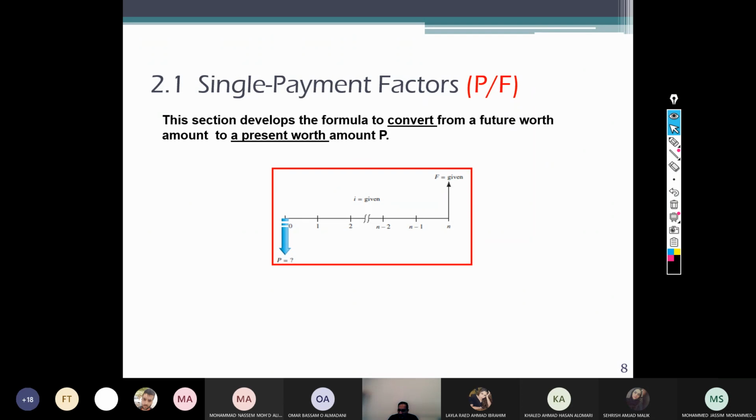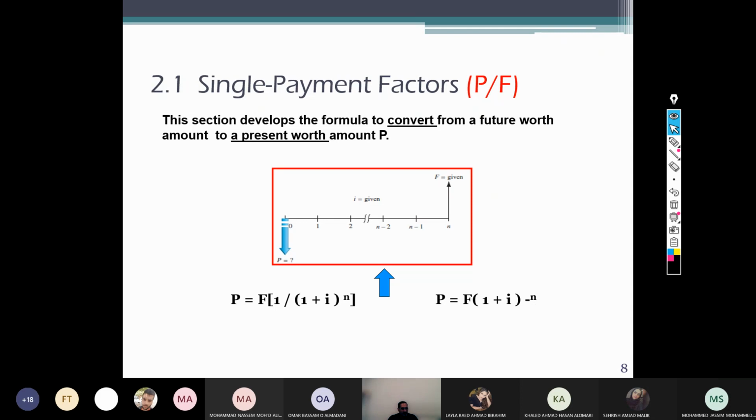Now, what if we want to convert? Nothing new. Convert from what? Convert from future to present. How did we do it? To the power of minus n. You want to go back for 5 years? I'm going to put minus 5.